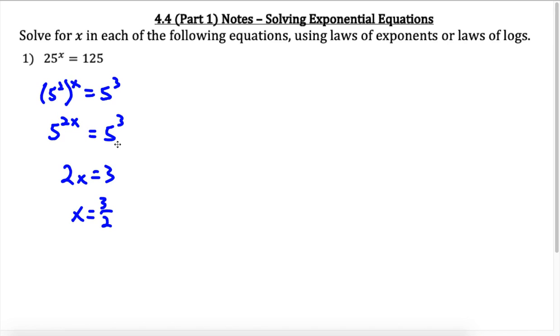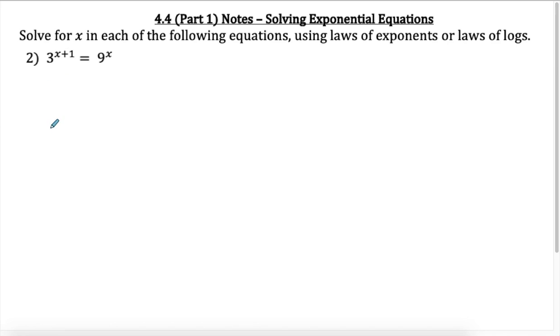Now notice this only works if we just have one exponential equal to one exponential. If I had some other term, like being added or subtracted, this wouldn't work. Okay, this only works if we have one exponential equal to another exponential with the same base. Okay, so let's try another example like that.